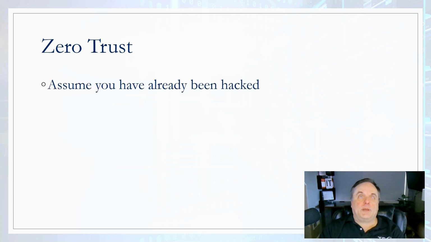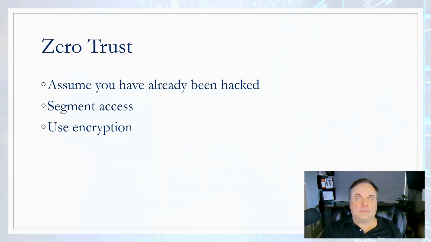You need to assume that you've already been hacked in a zero trust network. You operate with that understanding that attackers are already present on your network. So we need to segment access. That means to minimize the blast radius. Segmenting access will limit the potential damage from a compromise. So this means to separate resources from users and groups physically or logically from each other to minimize damage.